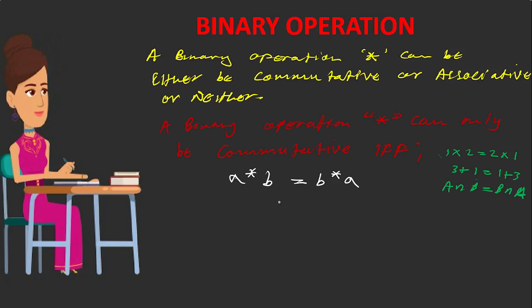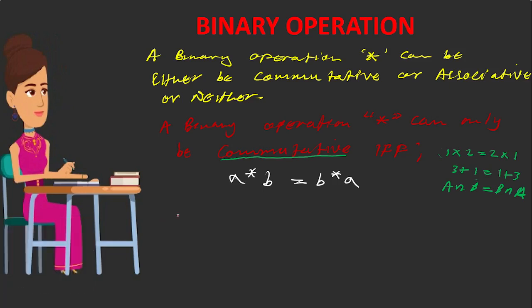So when you talk of commutativity, this is just showing a relationship between two sets, or two operations. So these A and B can be anything. It can be a set, it can be an operation, it can be anything. So for it to be said that this binary operation is commutative, we need to understand that A star B should be equal to B star A. Alright.